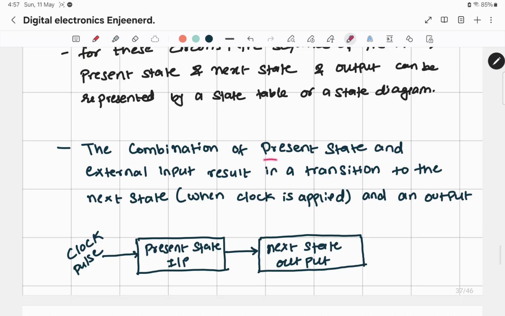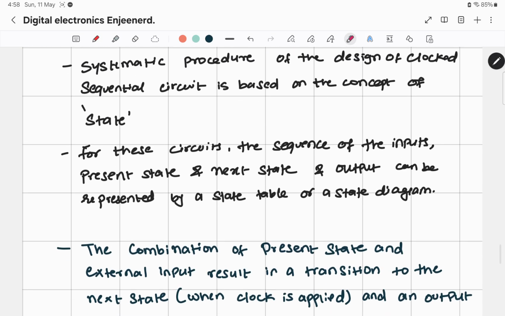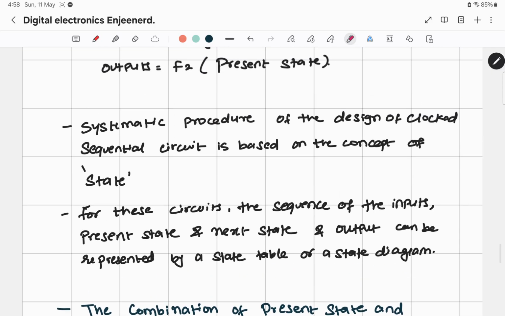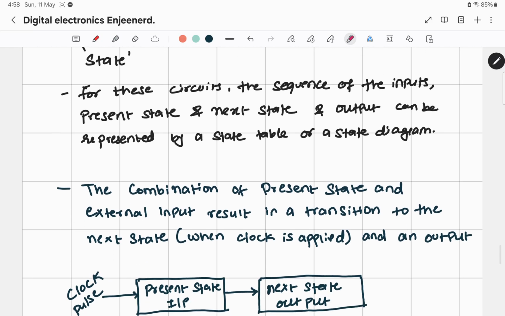The combination of the present state and the external input results in a transition to the next state when the clock is applied, and an output, right? So this is the combination of present state, which is in the memory, and the external inputs, which are coming from here, will result in a transition to the next state.